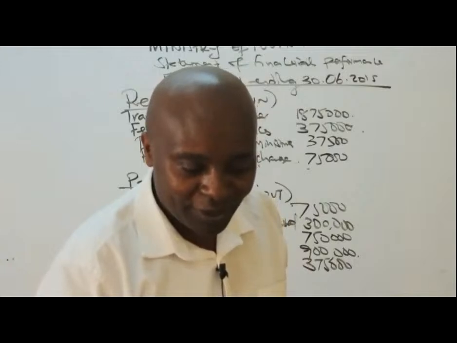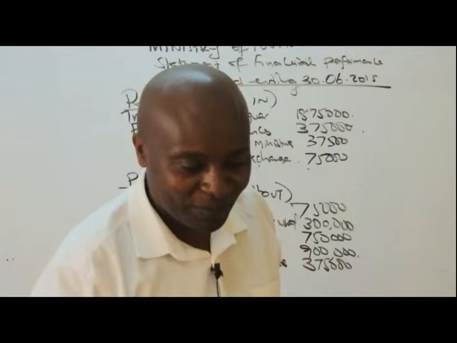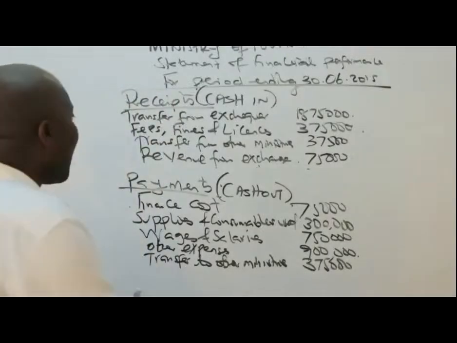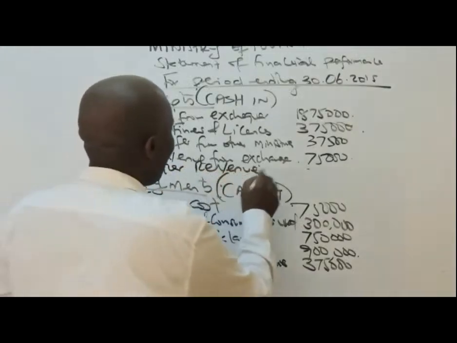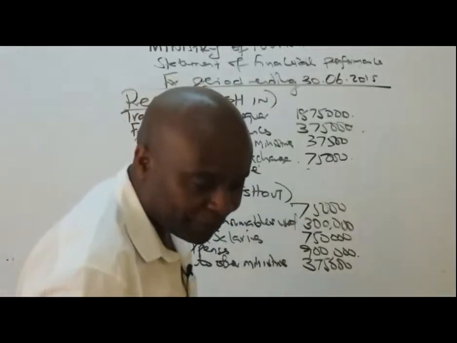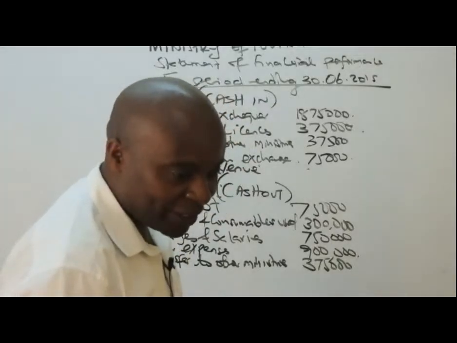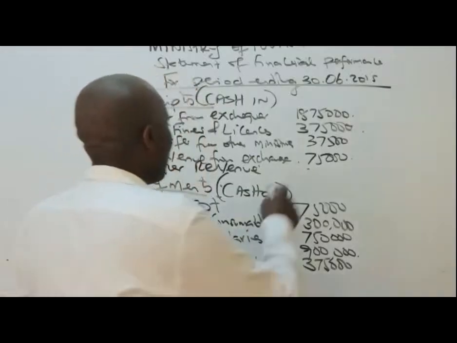Revenue from exchange. Now, ladies and gentlemen, here we are. Then we have other revenue that I'll be able to pick for 50,000. So other revenue is how much? Other revenue, ladies and gentlemen, is 450,000.